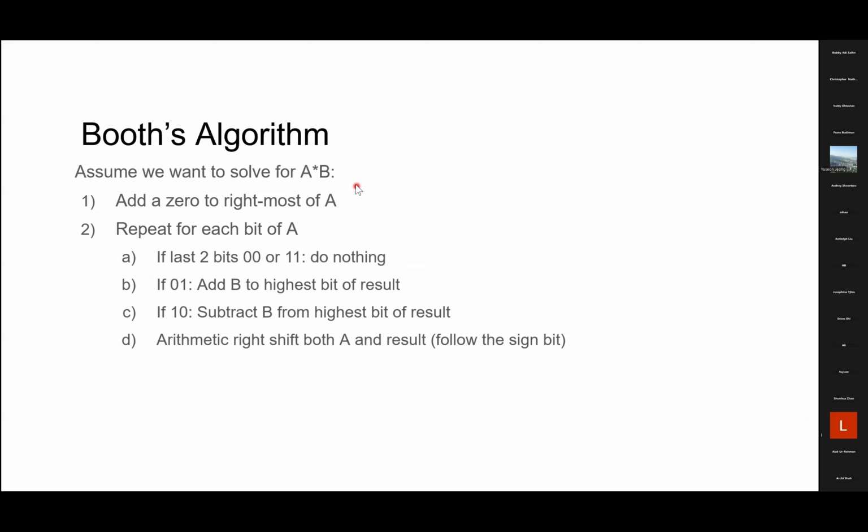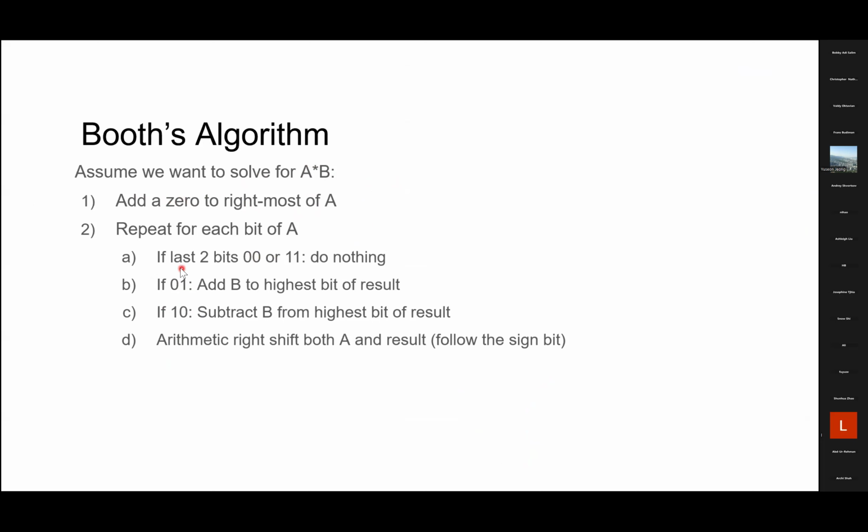So the steps are, first of all, if you want to find A multiplied by B, first you have to decide which one is which. Then you add 0 to the rightmost of A. And then for each bit of A, you need to repeat these 4 steps.